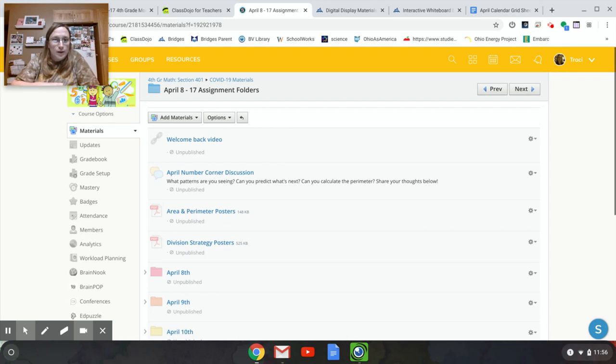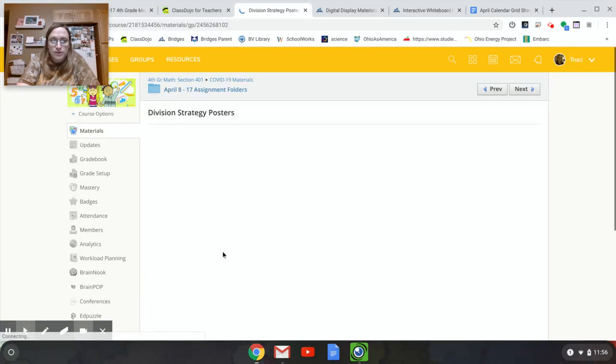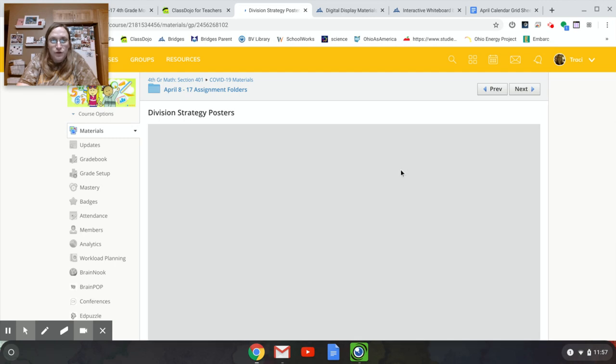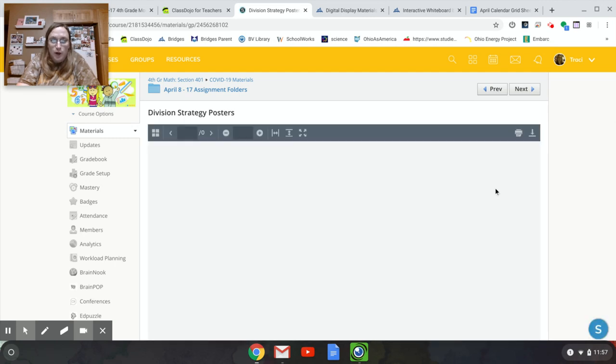So I wanted to point out a couple things that you might find in the Schoology folders here. When you open your April 8th through 17th folders, while I have all the separate days, I also have 2 sets of posters that might come in handy. The first one is some area and perimeter anchor charts that normally we would hang up in the classroom just to kind of remind you about those 2 formulas. And then this division strategy folder, I do think is going to come in really handy for both you and maybe anyone that might be helping you at home.